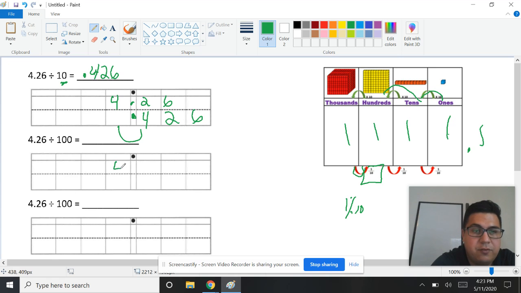So let's plug in our number, 4.26. So 4 and 26 hundredths. We're going to divide it. How many spots are we going to move over? Yeah, 2 spots, right? So you can look at the 2 zeros and know that we're going to move over 2 spots. So let's move this 4 over. 1, 2.